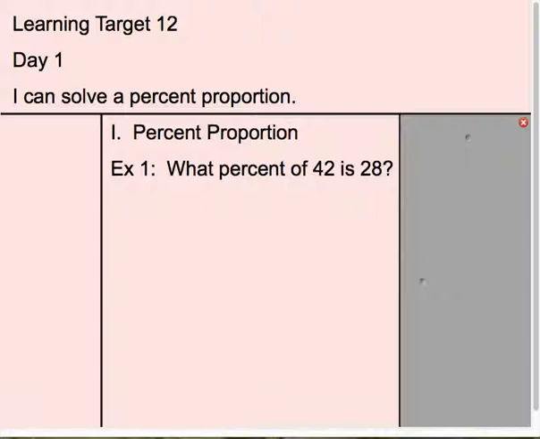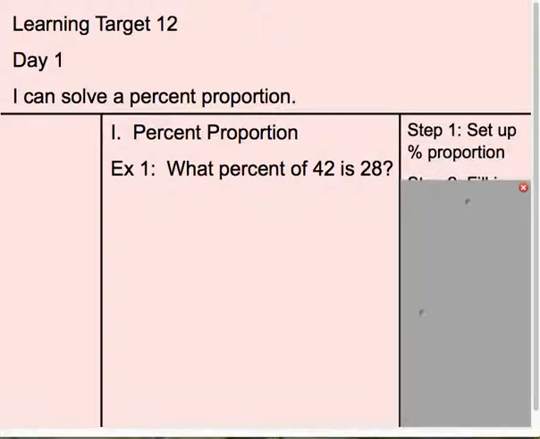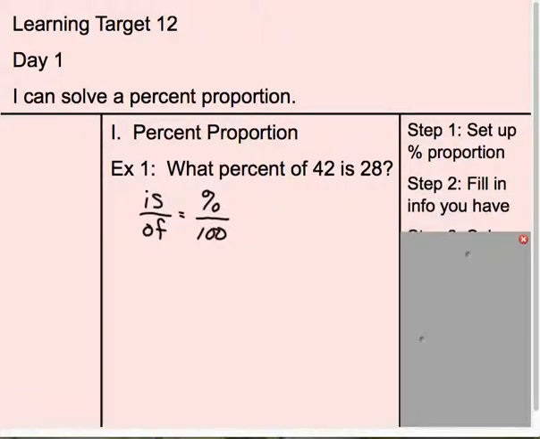First question, what percent of 42 is 28? So hopefully those words sound familiar, that percent proportion we just wrote down. So step one, set up our percent proportion. Is over of equals percent over 100. Step two, fill in the info that you have. So we have of 42. So where we see the word of, we're going to put 42. 100 is already a number, so we can fill that in. Is 28. So 28 goes where is. And we are looking for our percent, so I'm just going to use P for my variable.